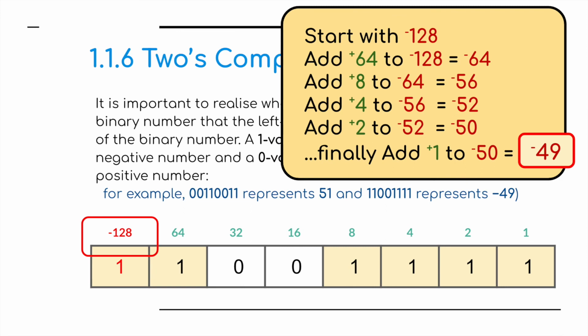So have a practice, good luck with that, and remember, if there's a 1 there, it's a minus number, and if there's a 0, it is a positive number. But the question will always say this is a representation of a 2's complement binary number.